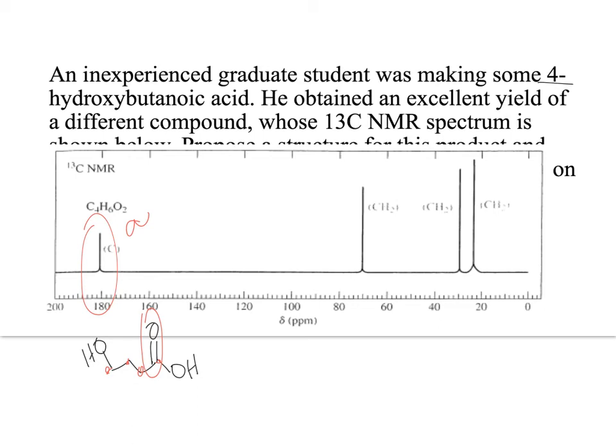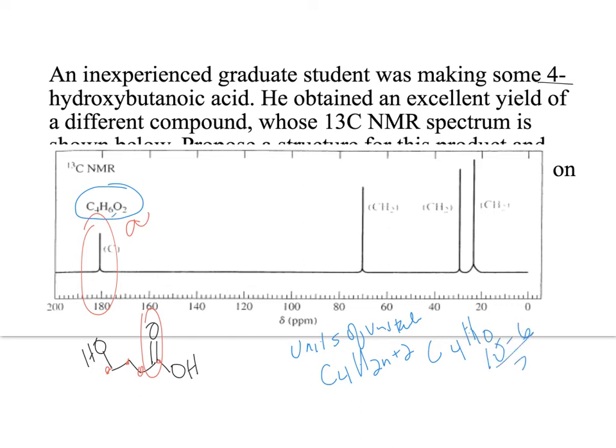So the proposed structure would be, I'm looking to see, oh yeah, this is key here. You see that we have C4H6O3. So let's do our units of unsaturation. So C4H2N plus 2. So this is C4, H10. You have 6 there, so 10 minus 6 divided by 2 is 4 divided by 2. So there's 2 units of unsaturation.